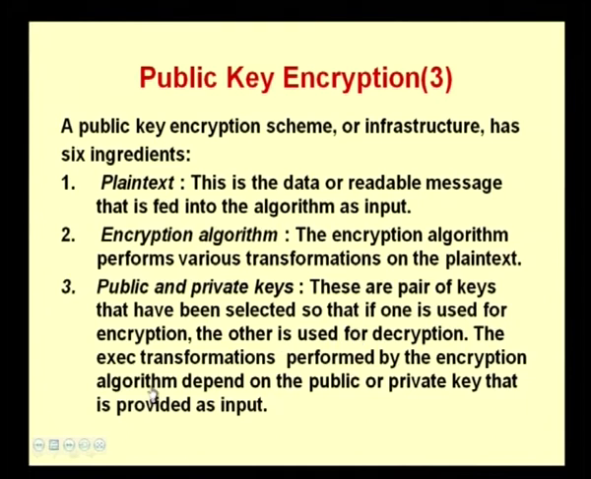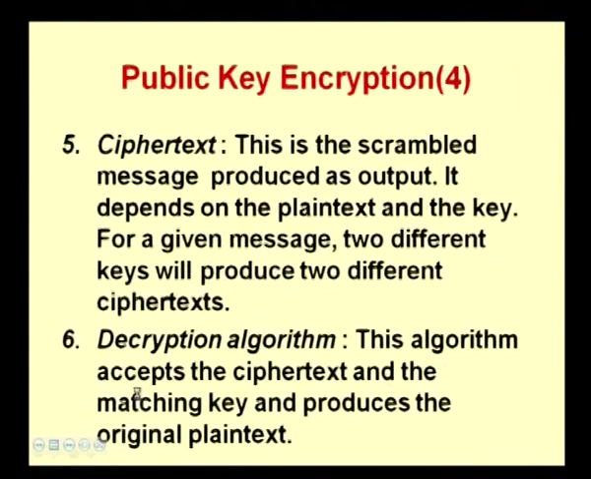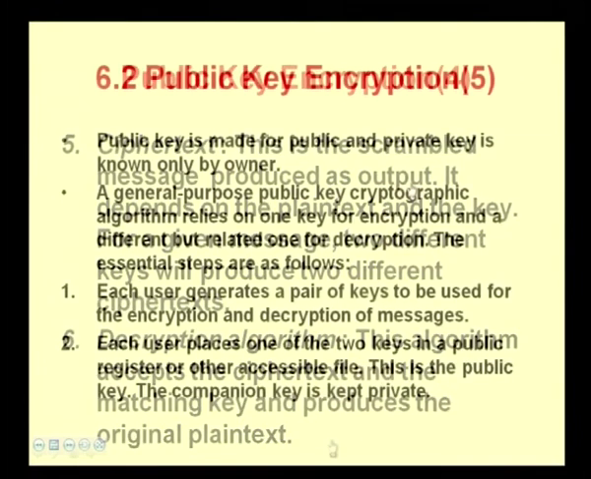The transformation performed by the encryption algorithm depends on the public or private key that has been provided as input. Then you have the ciphertext. This is the scrambled message produced as output. It depends on the plain text and the key. For a given message, two different keys will give two different ciphertexts. Then finally, we come to the decryption algorithm. This algorithm accepts the ciphertext and the matching key and produces the original plain text.